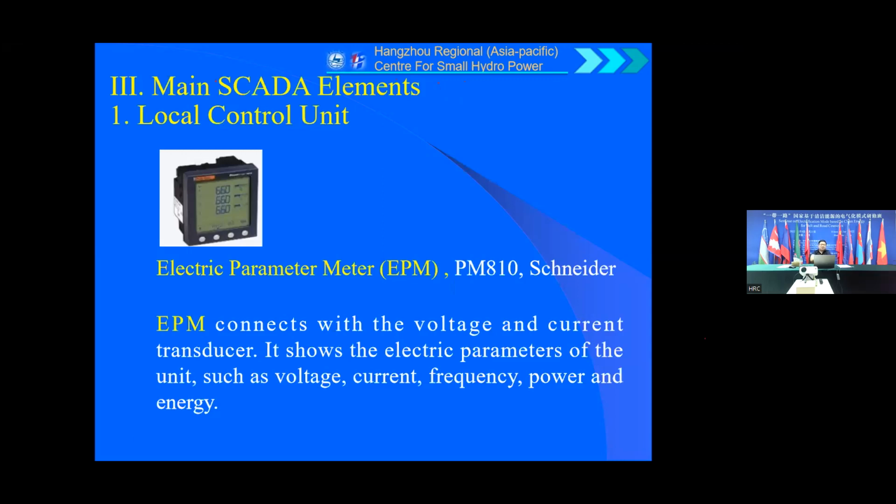That's about the interface, and then we talk about another very important piece of equipment, the electrical parameter monitor, the EPM. The EPM connects with the voltage and current transducers. It shows the electric parameters of the unit, such as voltage, current, frequency, power, and energy.